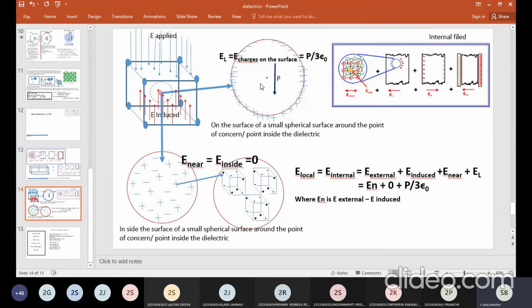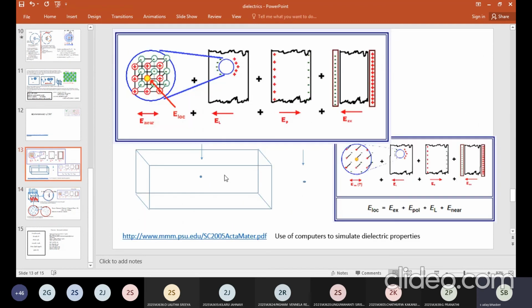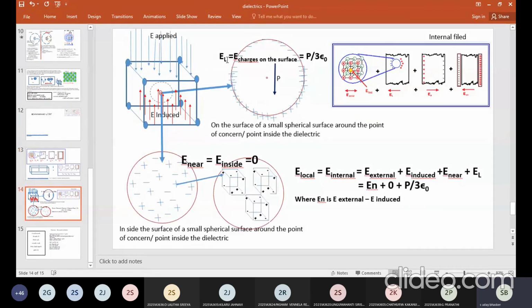I don't know why, but I have taken this figure from this particular site because he is representing it as EL. I have also represented it as EL, or else I would generally call it E on the surface. That means, because of the charges on the surface, what is the electric field? That's P bar by 3 epsilon naught.